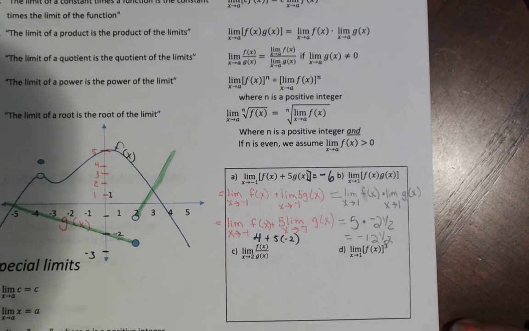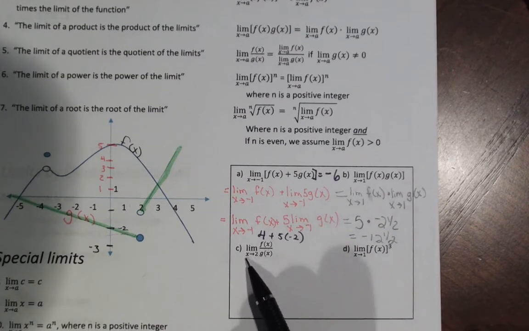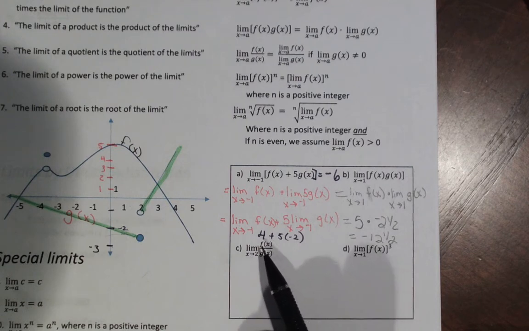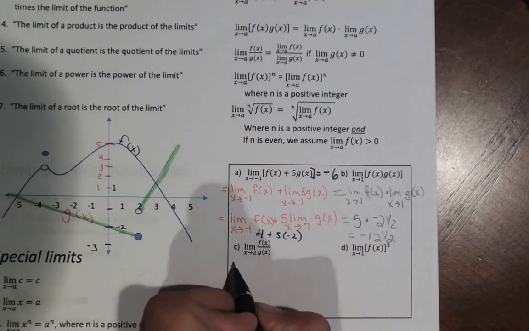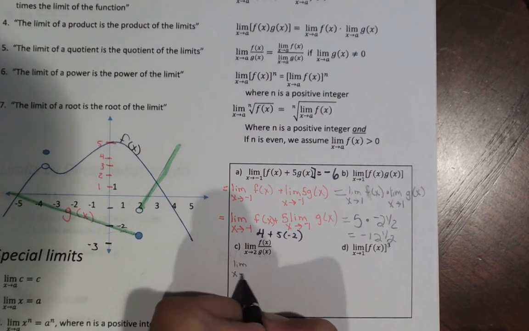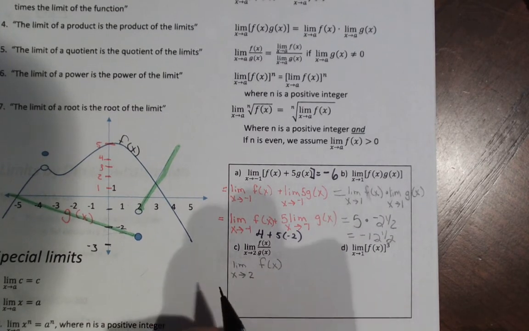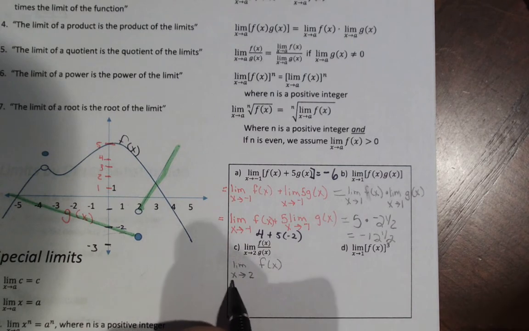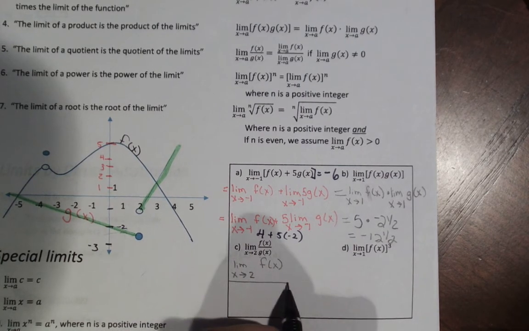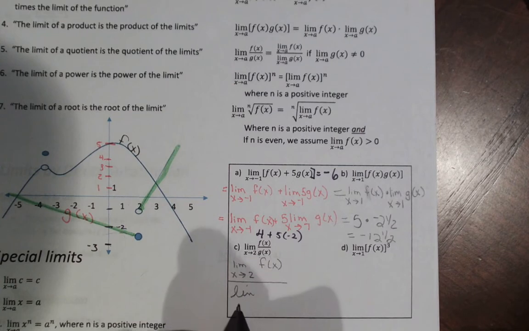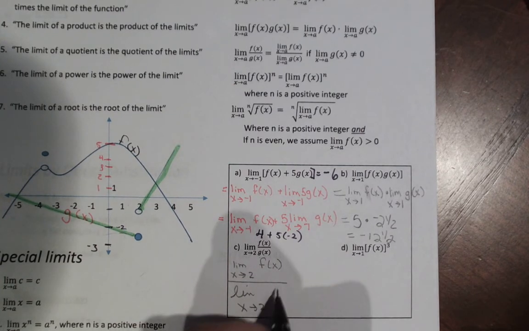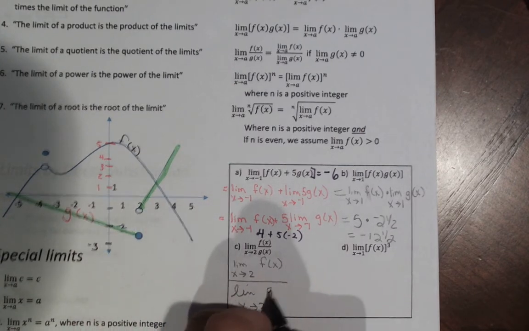On C, we're looking for the limit as x approaches 2 of f of x divided by g of x. On that one, we could use limit law number 5 that says the limit of the quotient is the quotient of the limits. So the limit as x approaches 2 of f of x divided by the limit as x approaches 2 of g of x.